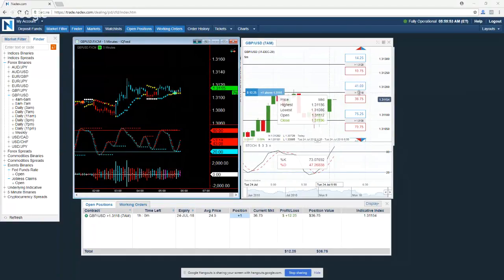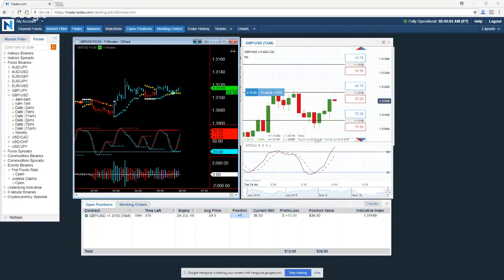I'm actually in the British pound dollar, and I'm trading it with the binary option. My strike price is 1.3118, and I'm expecting it to go above this area. We'll wait and see if that actually happens.